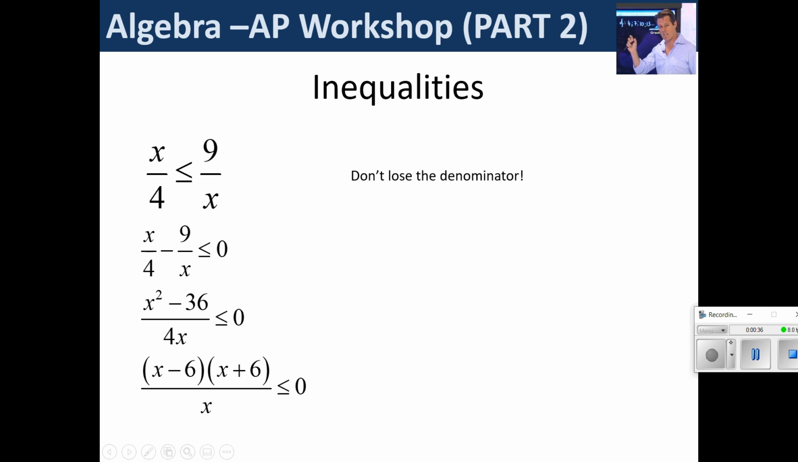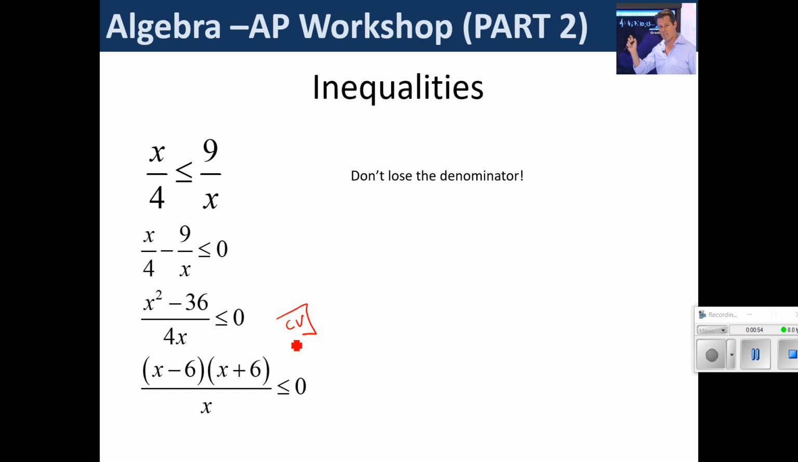So over here, I've just pushed the slide on a little bit. We take the 9 over x to the left-hand side. We form the LCD, which is going to be 4x. Obviously manipulate and adjust the numerators, and then we go and factorize. Remember, we always go and factorize so that we can go and find our critical values.